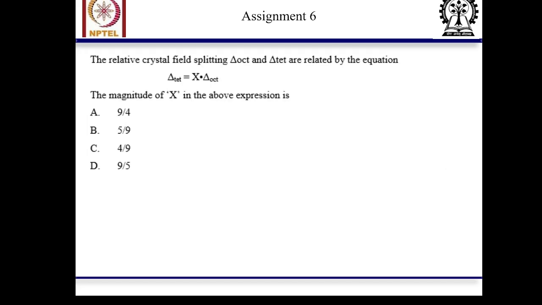The relative crystal field splittings delta octahedral and delta tetrahedral are related by the equation delta tetra is equal to x delta octahedral. The magnitude of x is? This I think we have already discussed. The correct answer is C, 4 by 9. So 2 by 3 will come from the number of ligands and 2 by 3 will come from the ligand approach, because in tetrahedral the ligands are approaching in between the axes through an angle, in octahedral it is along the axes.